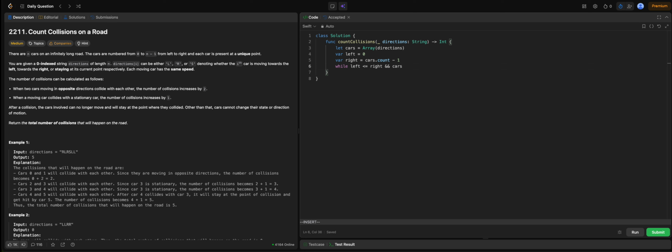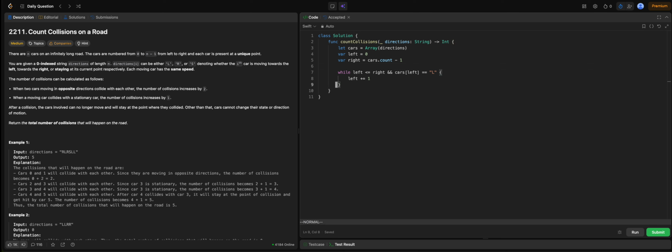And then the cars from the left is equal to the L. That means the first car is equal to the left. It's going to the left side. So we can increment the left by 1. So we are counting the direction to find the collision.